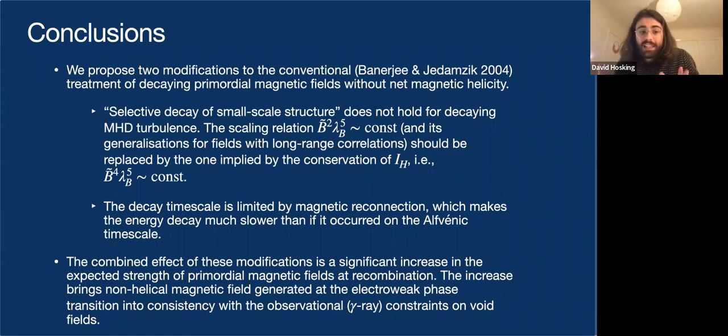And what this does is it brings the possibility of non-helical magnetic fields being generated at the electroweak phase transition into consistency with the gamma ray constraints on the void fields. So that's something that wasn't the case before, but with these 2 modifications, you find a nice consistent answer. So thank you very much for your attention, and thank you very much for your questions as we've gone along as well.